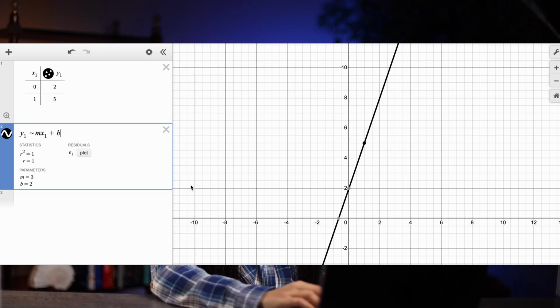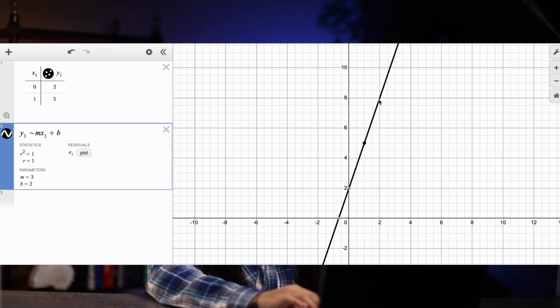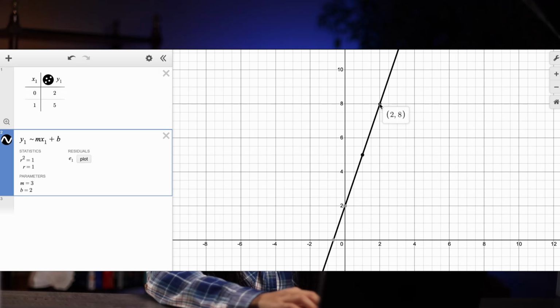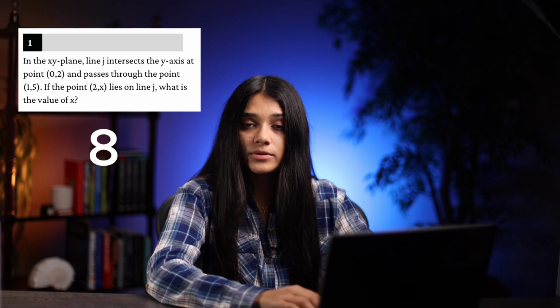So now we have the equation of the line, so we just need to figure out the y coordinate when our x value is 2. So find 2 on the x-axis, then go all the way up. You're going to land at the coordinate point (2,8). So therefore, our x value in this situation is equal to 8.